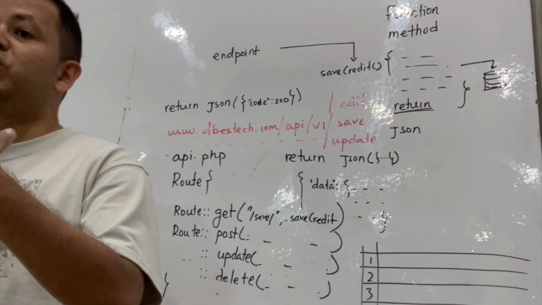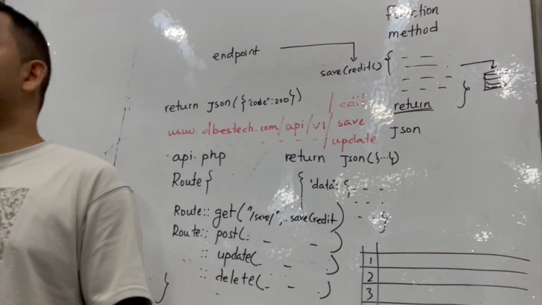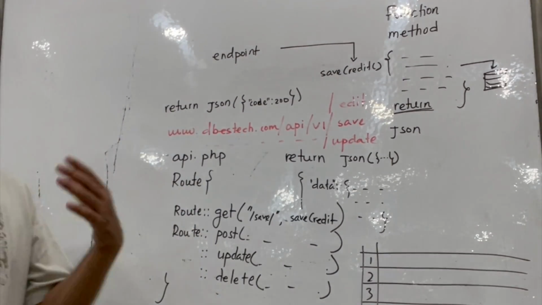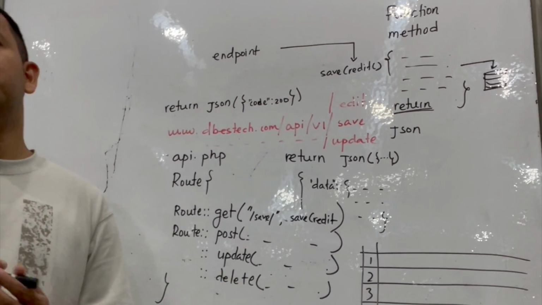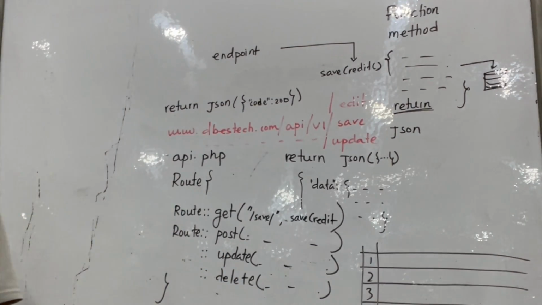New row. Yeah, that's the general convention. But it could be different. Okay. But this is the idea. When you say I'm posting something, you're creating something new. Okay?